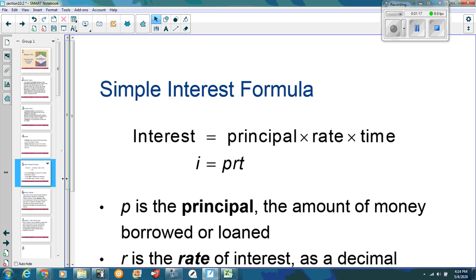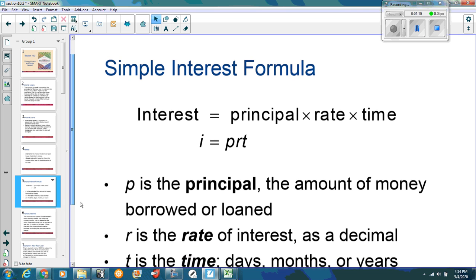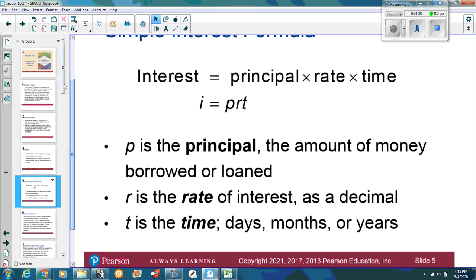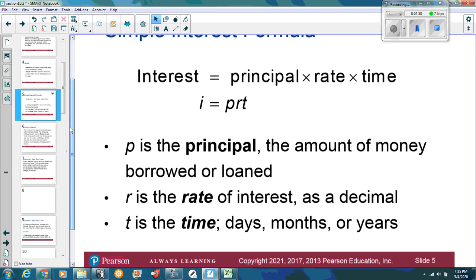And this is the formula. So the interest is equal to principal times the rate as a decimal times time. And the interest rate and the time have to be in the same units, whether it be days, months, or years. So you might have to change the time based on what the interest rate is based on.